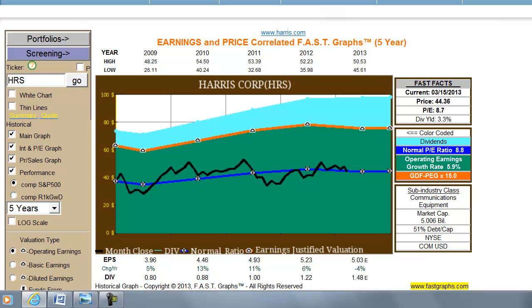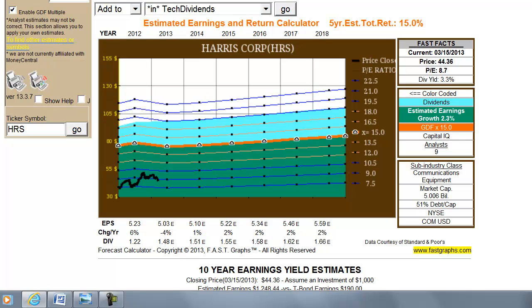But now let's look to the future a little bit. The current consensus of 9 analysts reporting to Capital IQ is only forecasting estimated future earnings growth of 2.3%.